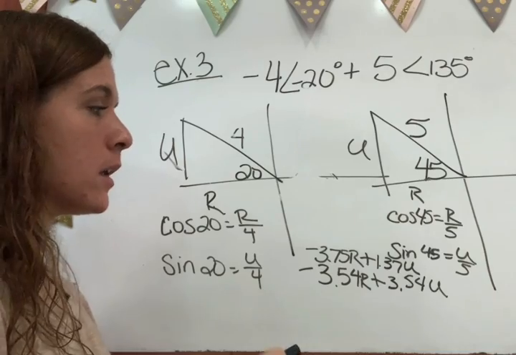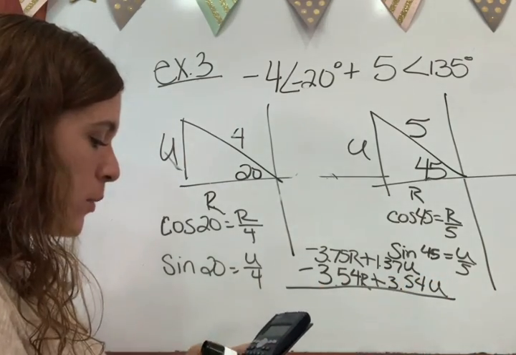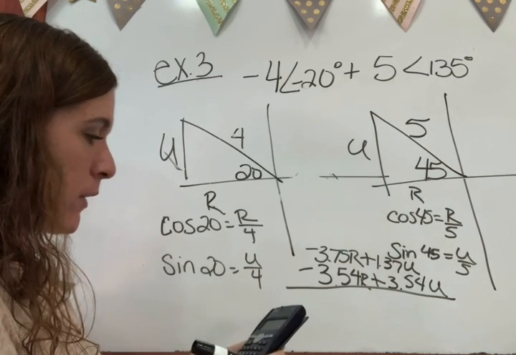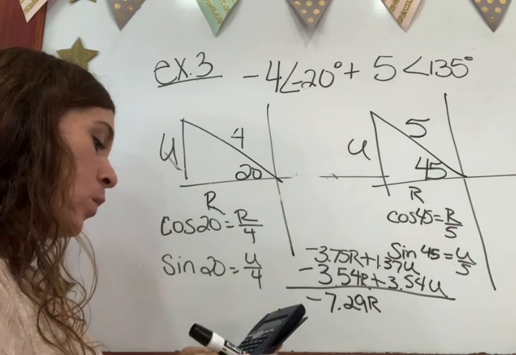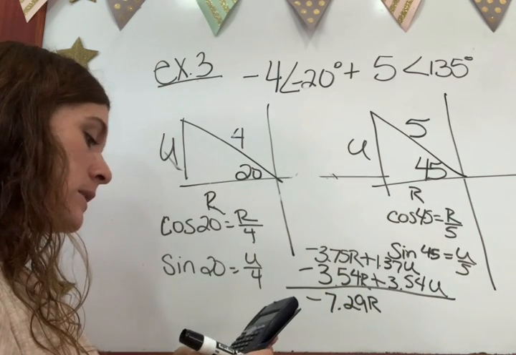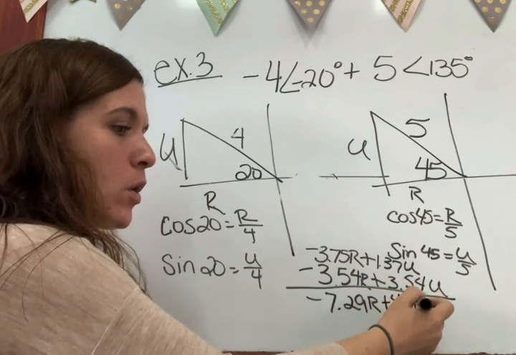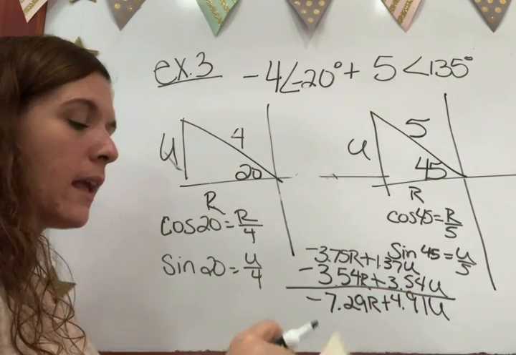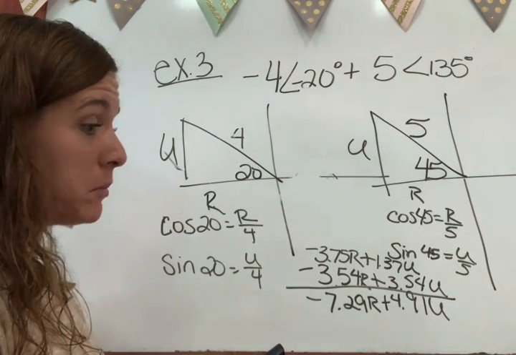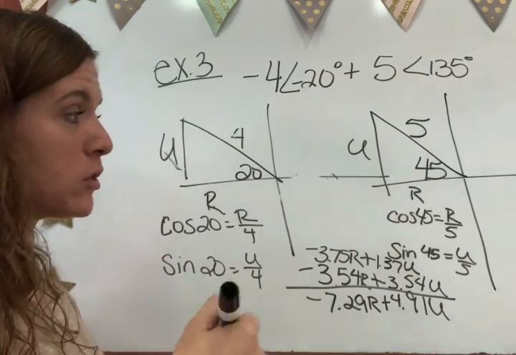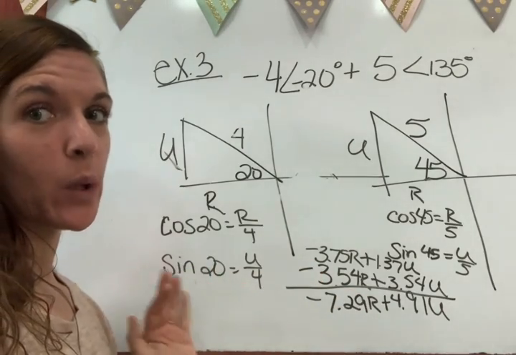And now we just add this up. Negative 3.75 minus 3.54 is going to be a negative 7.29R. And 1.37 plus 3.54 is going to give you a 4.91U. Okay? And they left it in that form, which is beautiful. We also know what to do if they want it in the different form, but they left it in that form, so will we.